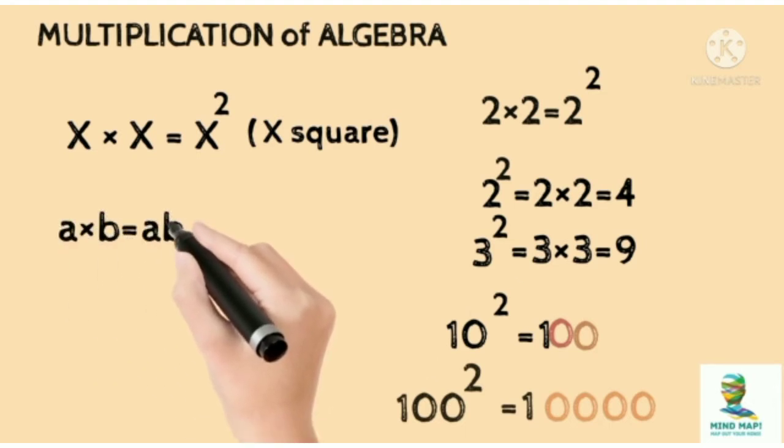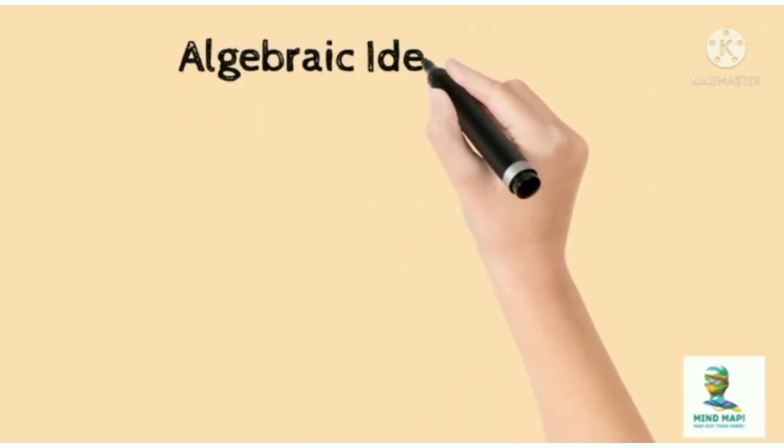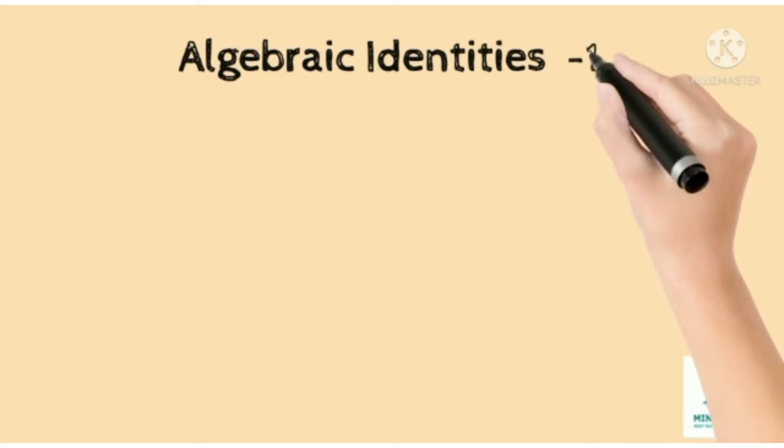Let's multiply unlike terms now. So write the answer with the same variable but without the multiplication sign. Let's head to the main topic, that is algebraic identities.